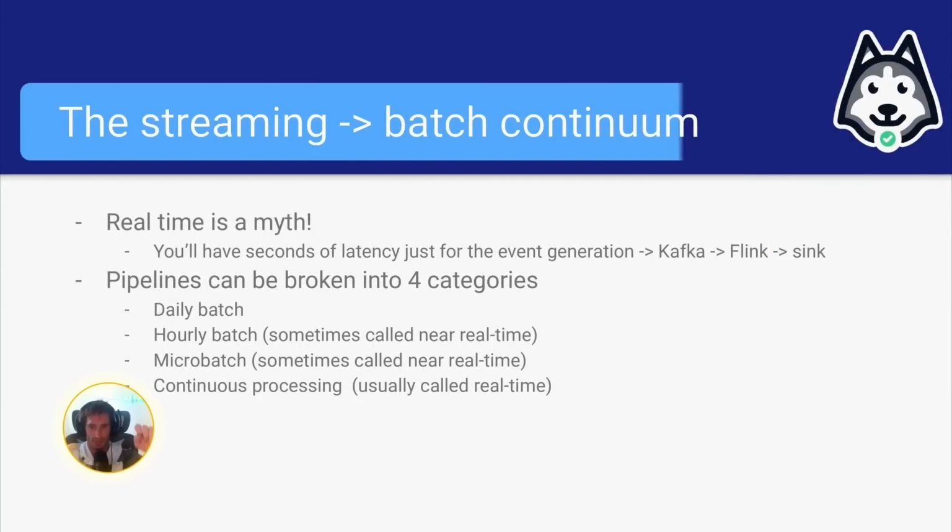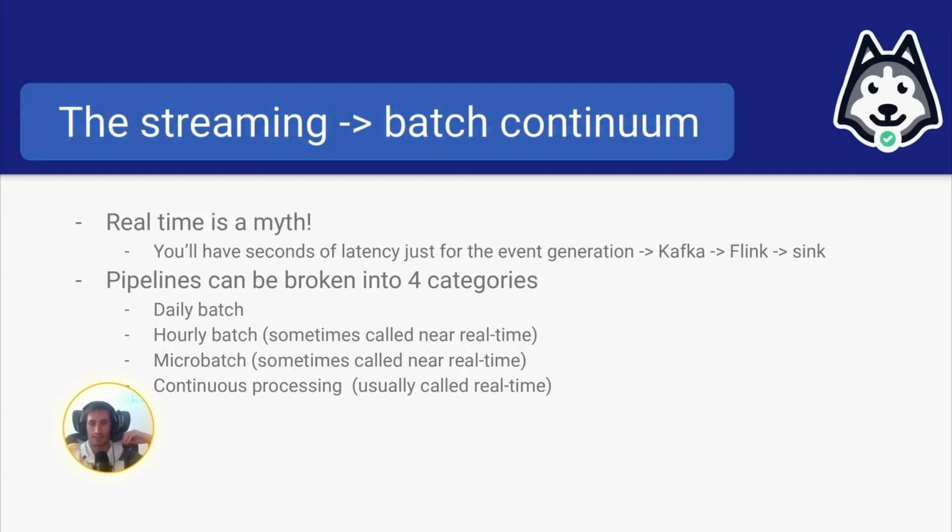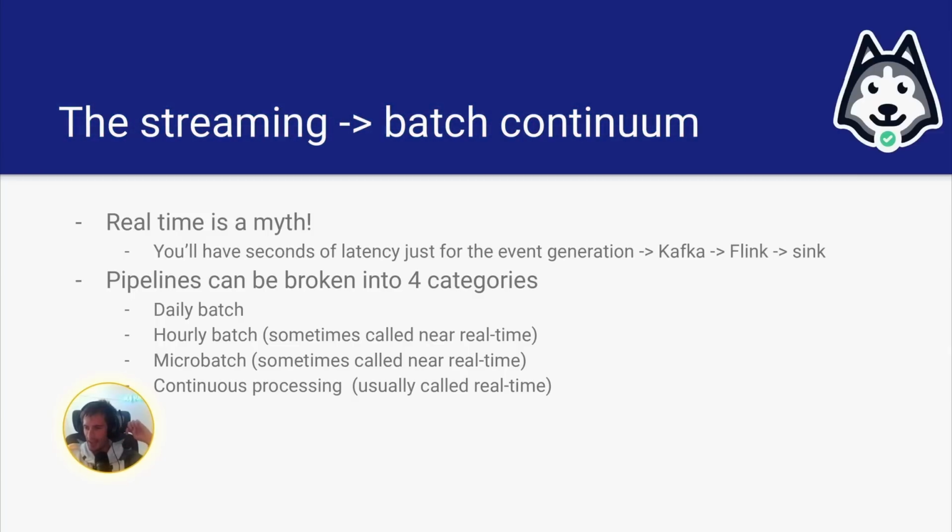Real time is actually a myth, even with Flink, because of network time. For example, for the lab today, I have an interceptor that, every time my website gets a web request, intercepts it and logs it to Kafka. The average latency for that step is about 150 milliseconds.